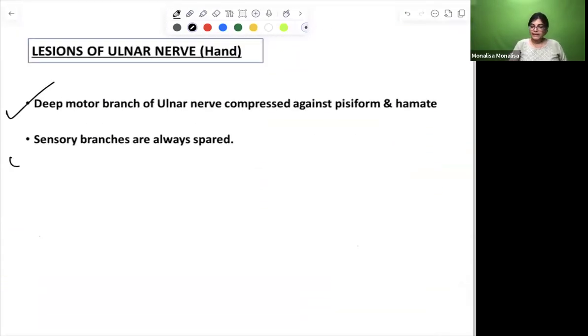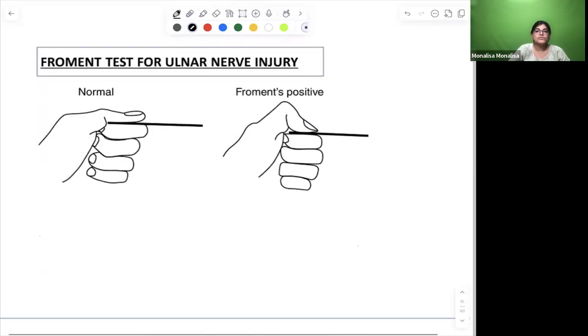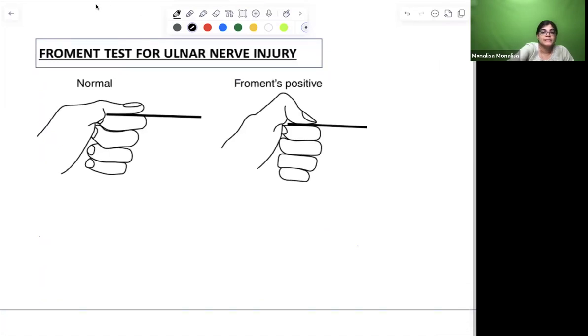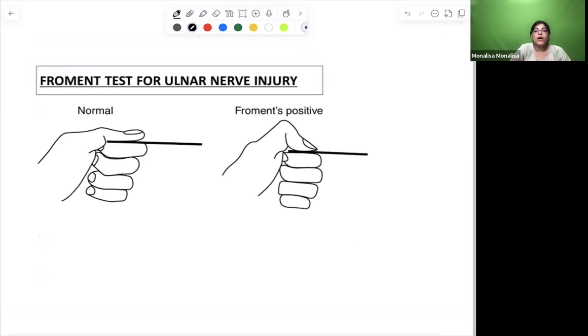Now, when there is an injury to the ulnar nerve, if only the deep branch is gone, basically all the muscles of the hand are paralyzed, and if the injury is at a higher level, sensory innervation is also gone. Now, I want everybody to know about Froment's sign. Yes, Froment's test. Very good, Akshay. To judge ulnar nerve injury, one of the tests that can be done is called Froment's test for the ulnar nerve.